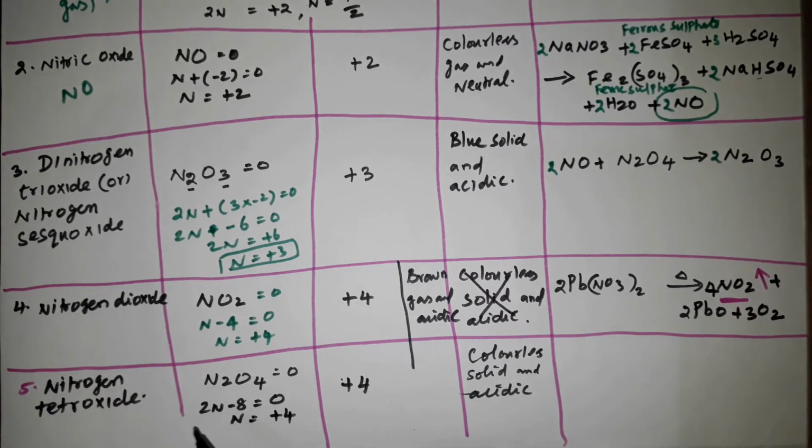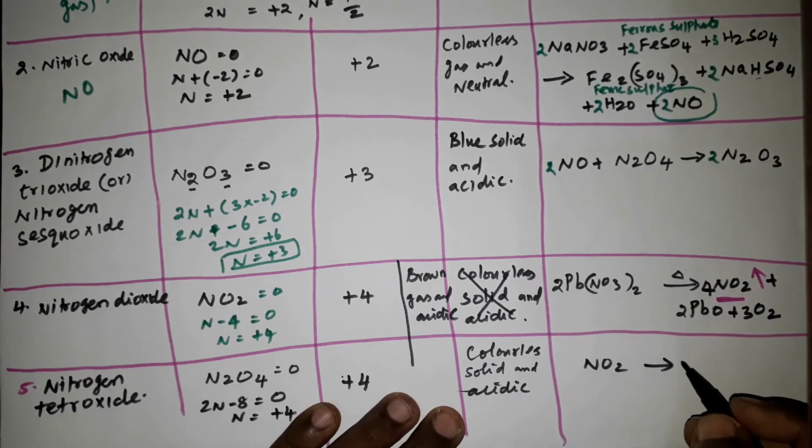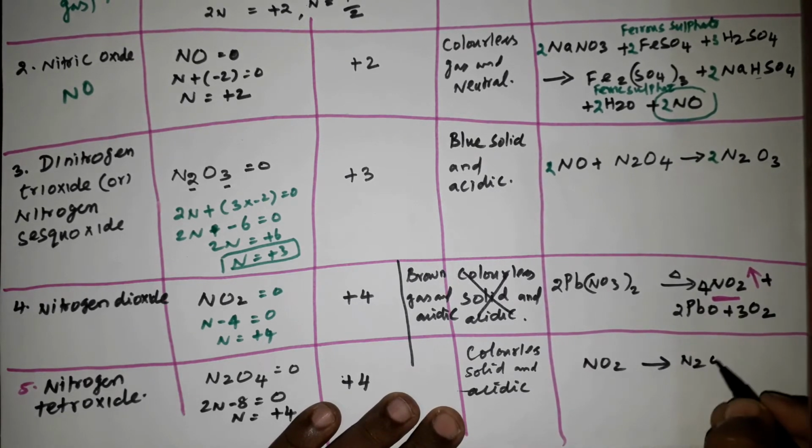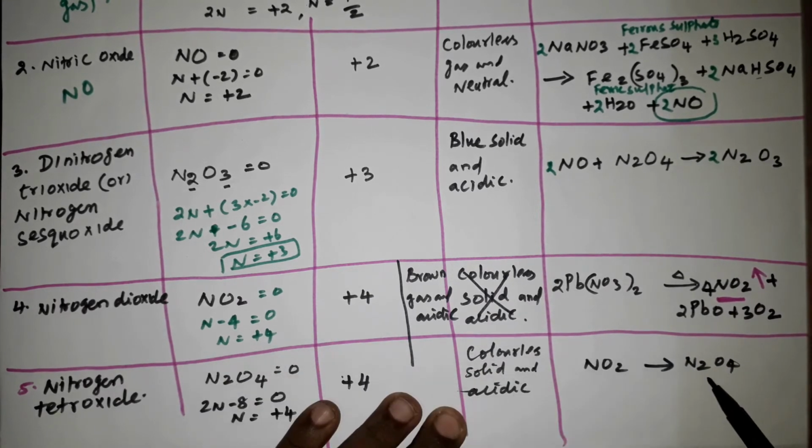Nitrogen tetroxide, the formula is N2O4. Calculate the oxidation number, that is plus 4. You understand how to calculate. Then the physical properties, colorless solid and it is acidic. The preparation: take NO2, nitrogen dioxide, heat, then it will produce N2O4. So nitrogen dioxide will produce N2O4, that is nitrogen tetroxide.